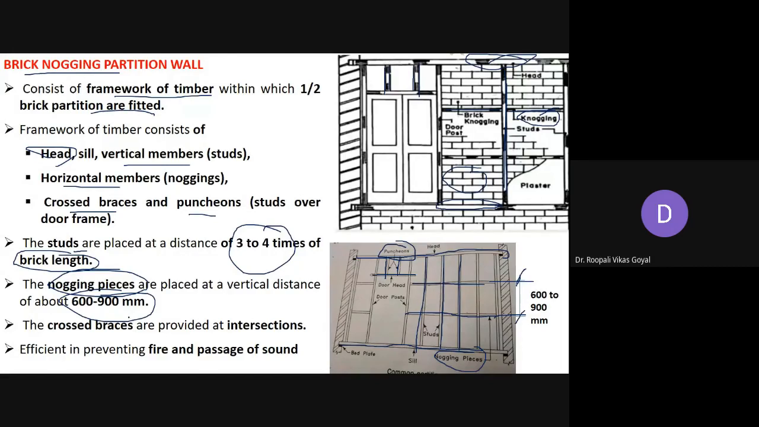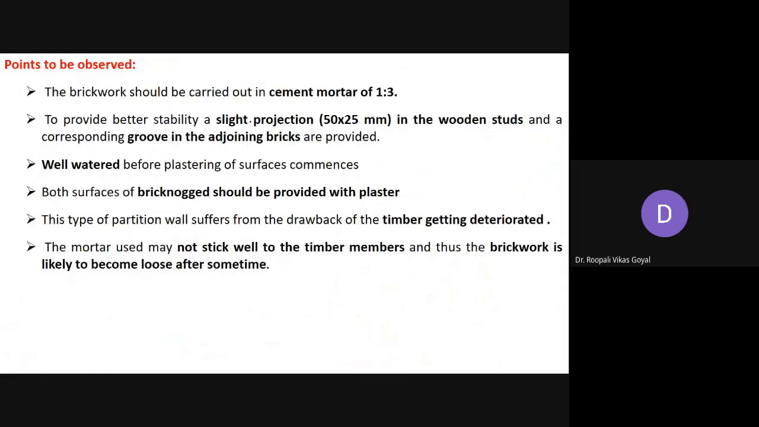And cross braces can also be provided at the intersection. Wherever there is an intersection, you can provide the cross braces. And this kind of partition wall is efficient in preventing fire and passage of sound, similar to your normal brick partition wall. So when we are going for such a wall, there are certain precautions, or points, to be observed. This brickwork should be carried out with cement mortar in 1:3 proportion. That is the minimum requirement.